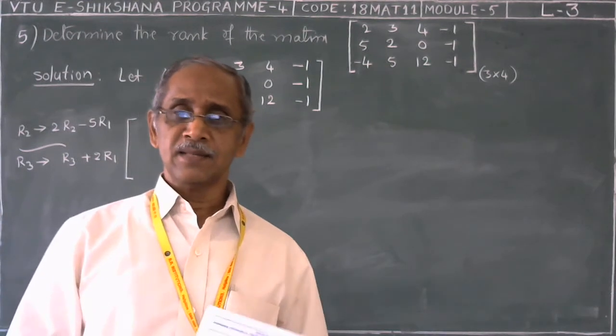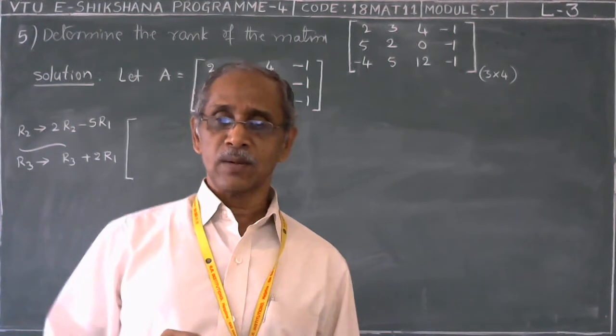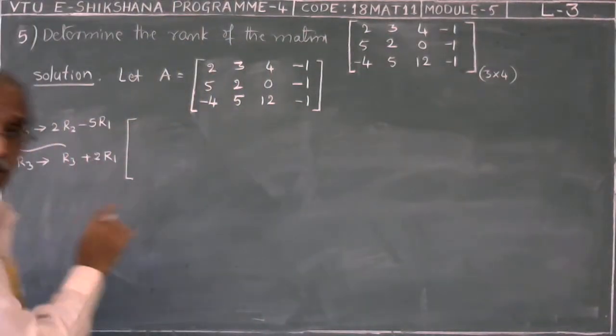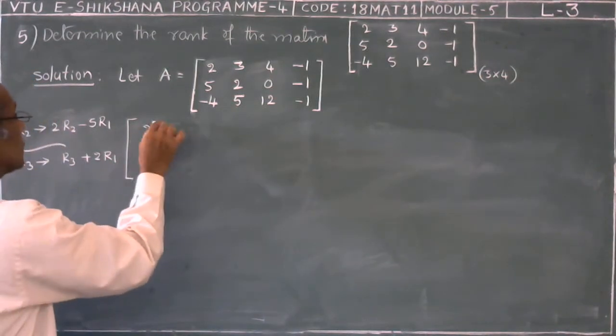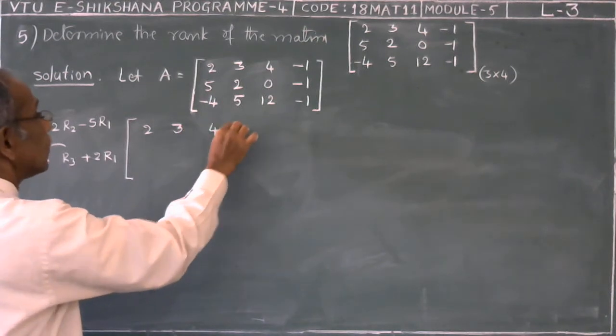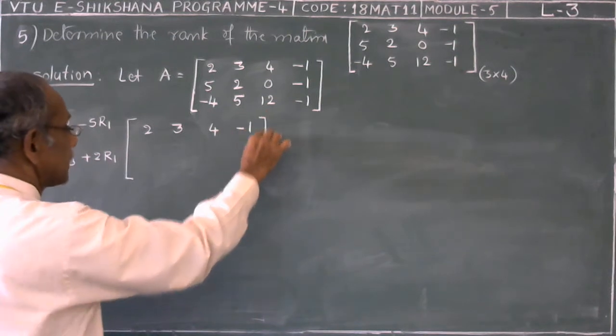Rank is less than or equal to the minimum of 3 and 4, that is 3. Let us see what it is. Okay, so R1 is being used to make changes. So it is written as it is, 2, 3, 4, minus 1. So no change in the first row.